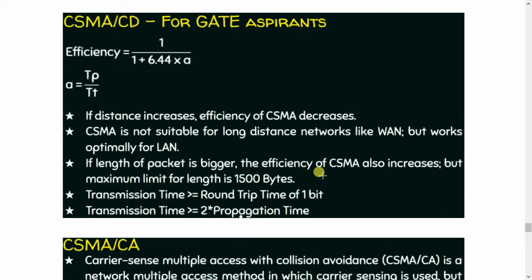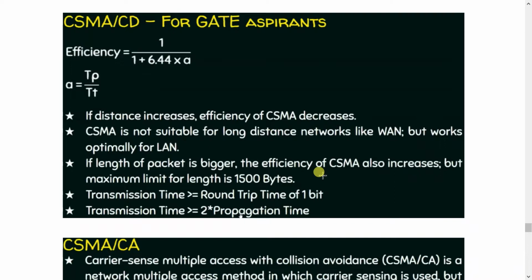But at the end of the day, the formula is found to be equal to 1 over 1 plus 6.44 multiplied by A, where A is a factor depending on the transmission time and the time of the packet that you want to transmit. A transmission time here equal to round trip time of 1 bit, which is equal to 2 multiplied by the propagation time of your bit. And this is the transmission time. The transmission of 1 packet is the time needed to send the content of 1 whole packet, which is equal to 1500 bytes.